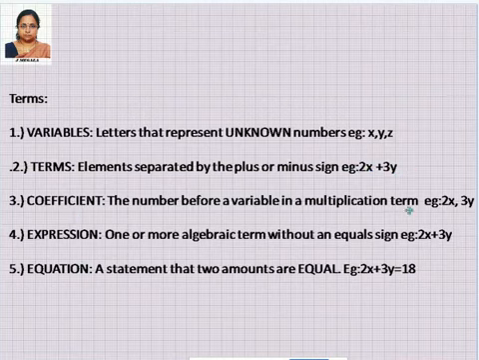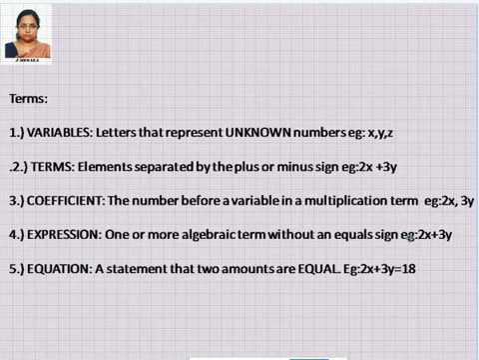Coefficient: the number attached to the x we call the coefficient. So x has the attachment 2, so we call 2 the coefficient of x, and 3 is the coefficient of y. Expression: one or more algebraic terms without an equal sign.